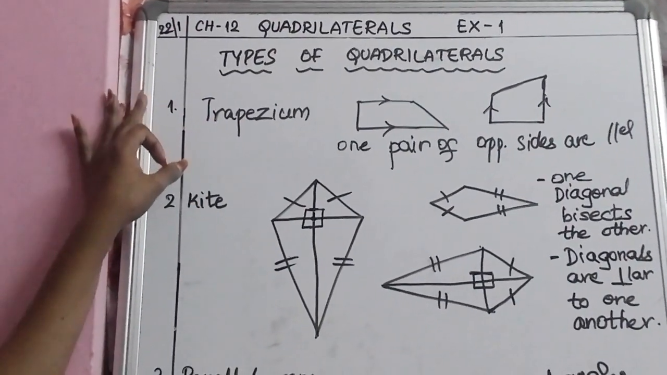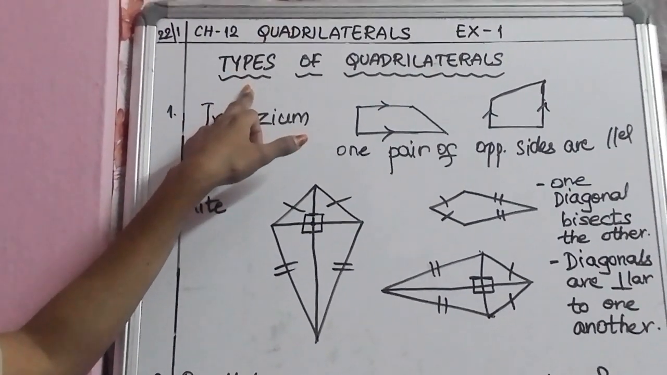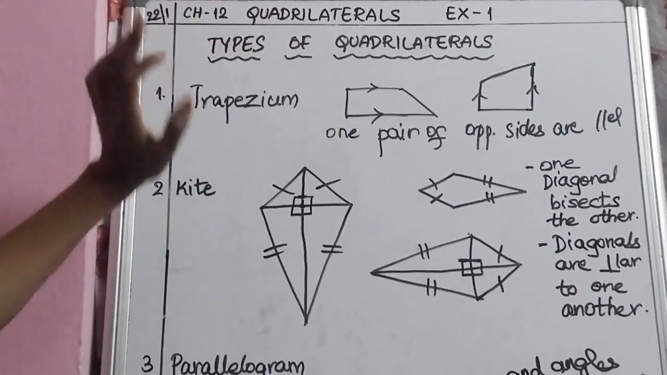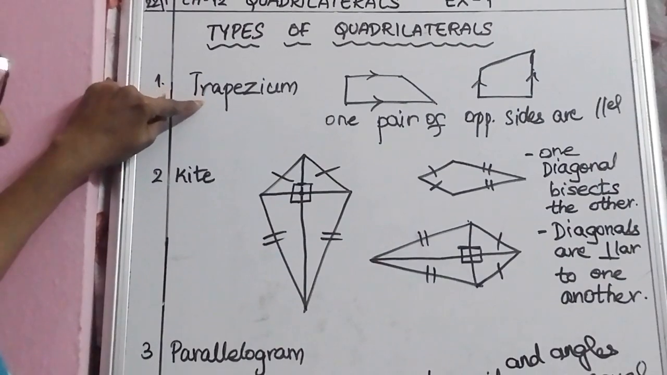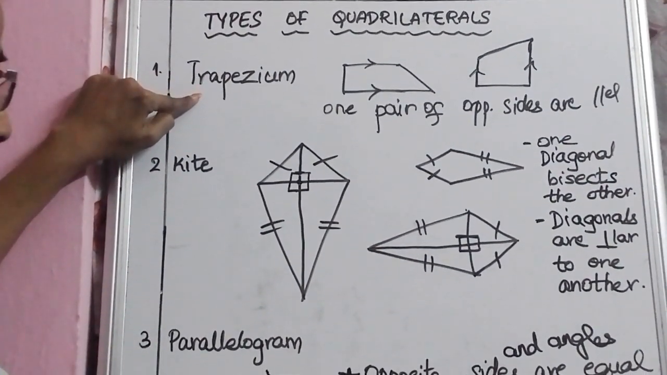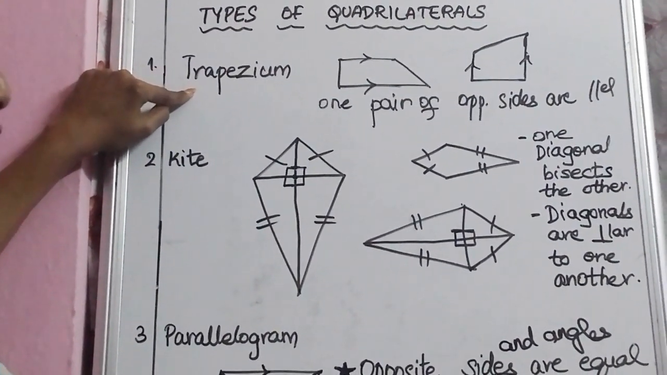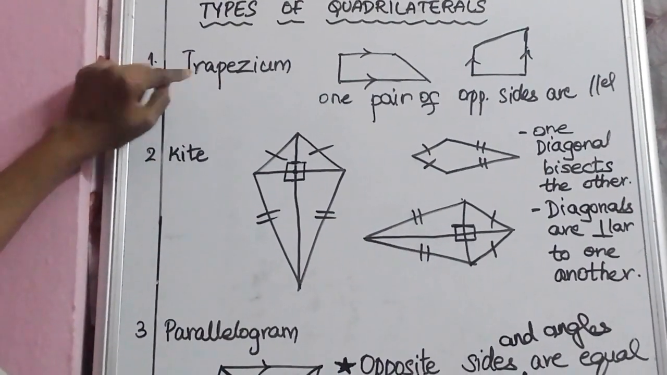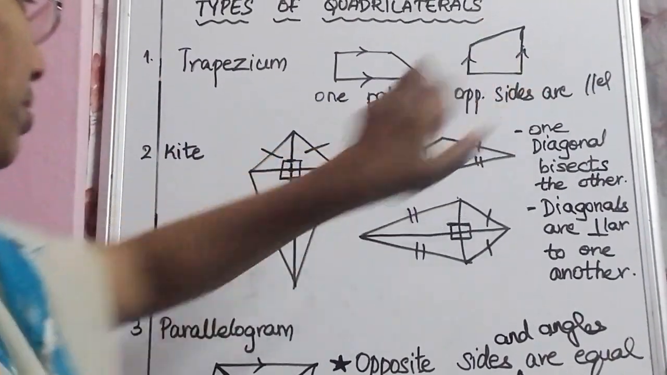So let us revise what we have learnt. Types of quadrilaterals. You know that there are 6 types of quadrilaterals. Trapezium. A trapezium is a figure in which one pair of opposite sides are parallel.